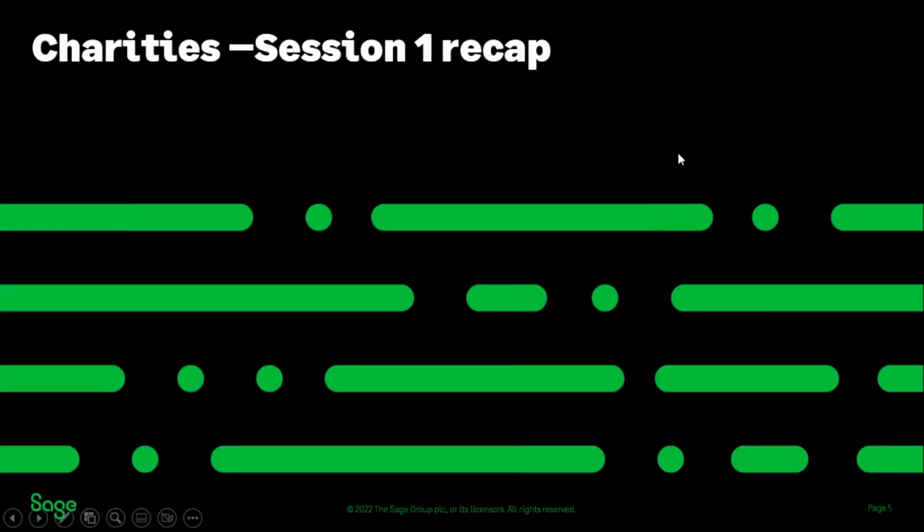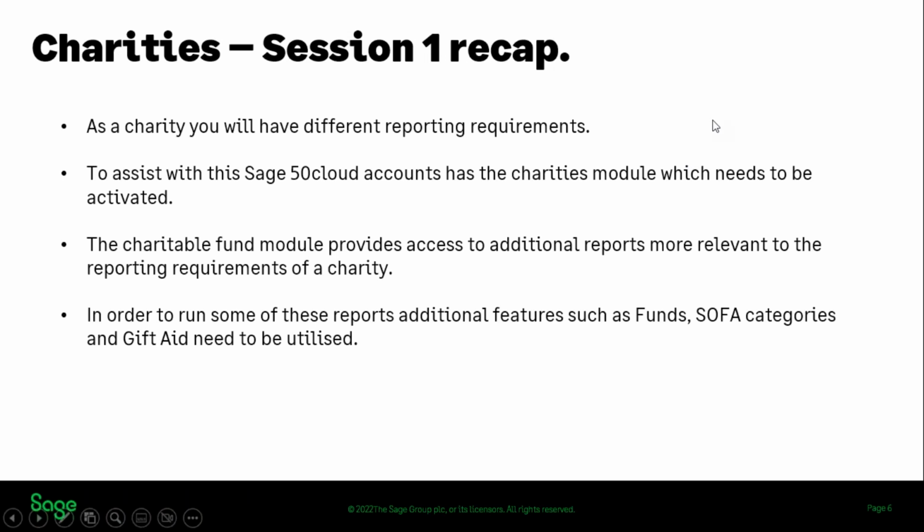Okay, so we've just done the polls. First of all, our quick recap from session one. As you're probably aware, if you're a charity, there are different reporting requirements. With Sage 50 Cloud Accounts, if you activate charities within settings and company preferences, we can have the charities module, which means we have different reporting abilities within the software, and it gives us some additional features to assist with that reporting. It helps us produce things like the SOFA report, but it also gives us features like funds, SOFA categories, and also gift aid that we're going to discuss today.